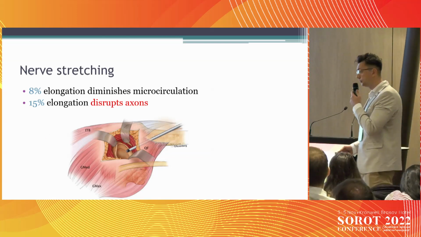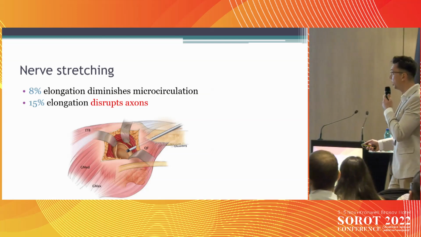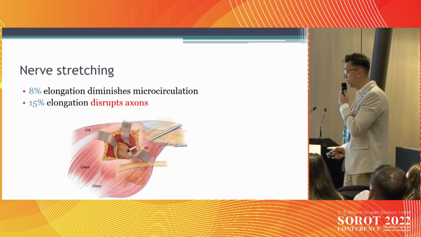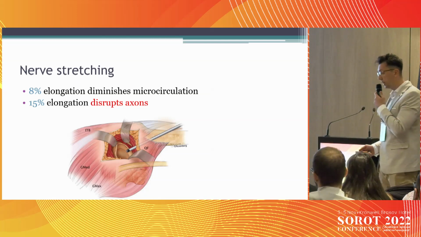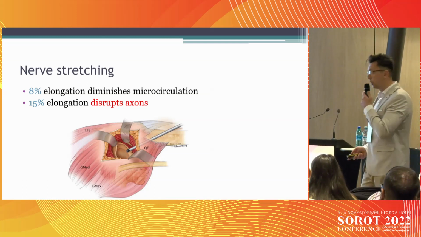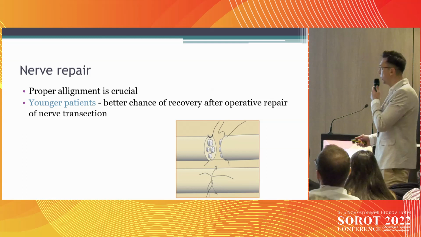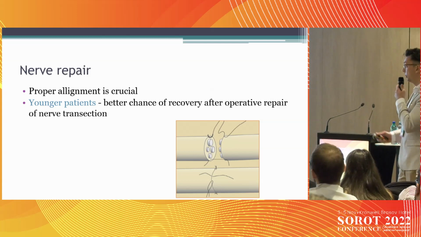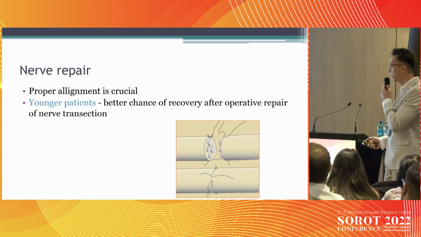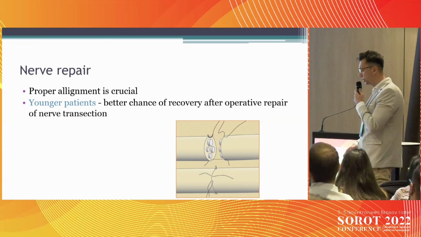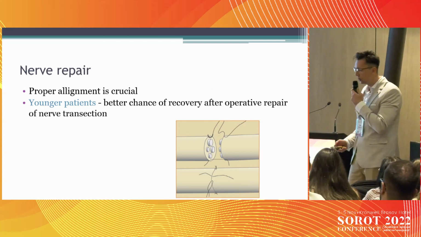Nerves are sensitive to stretching. With 8% elongation, circulation is diminished, but at 15% we can expect axonotmesis or neurotmesis. For a repair of the nerve, proper alignment is crucial, and a younger patient has a better chance of recovery.